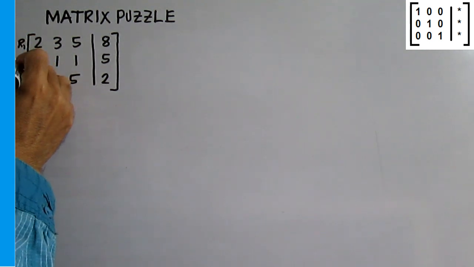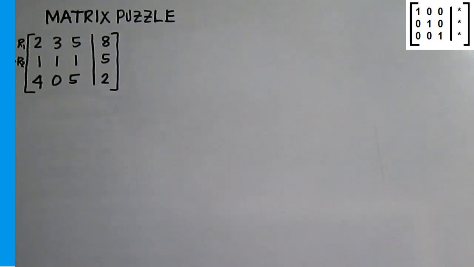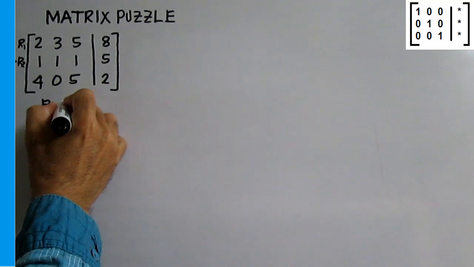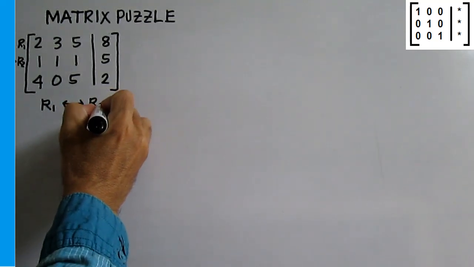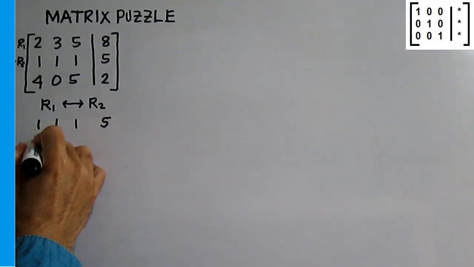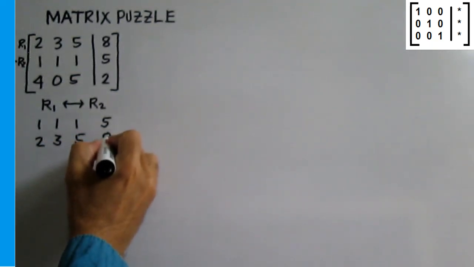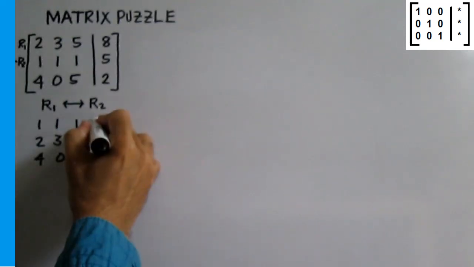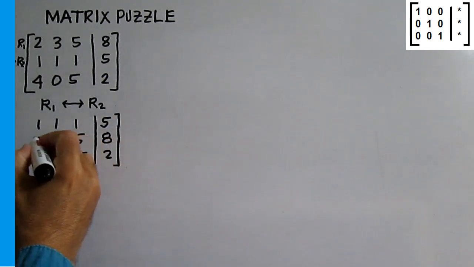Interchange row 1 and row 2. The new matrix is, for row 1 we have 1 1 1 5. Row 2 is 2 3 5 8. And row 3 is 4 0 5 2.